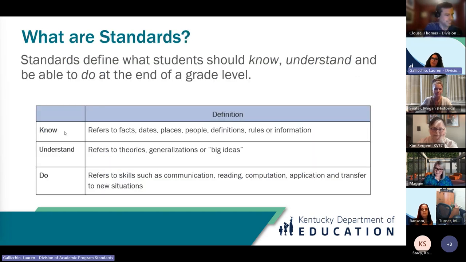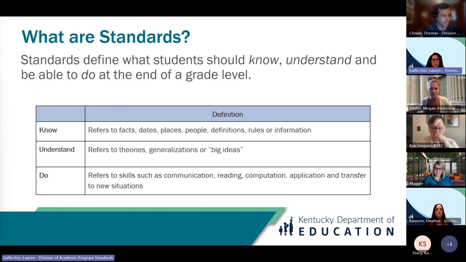First, before we do any work with a grade level example, we really have to talk about what standards are. Standards define what students should know, understand, and be able to do at the end of the grade level. Know refers to facts, dates, places, people, definitions, rules, or information.